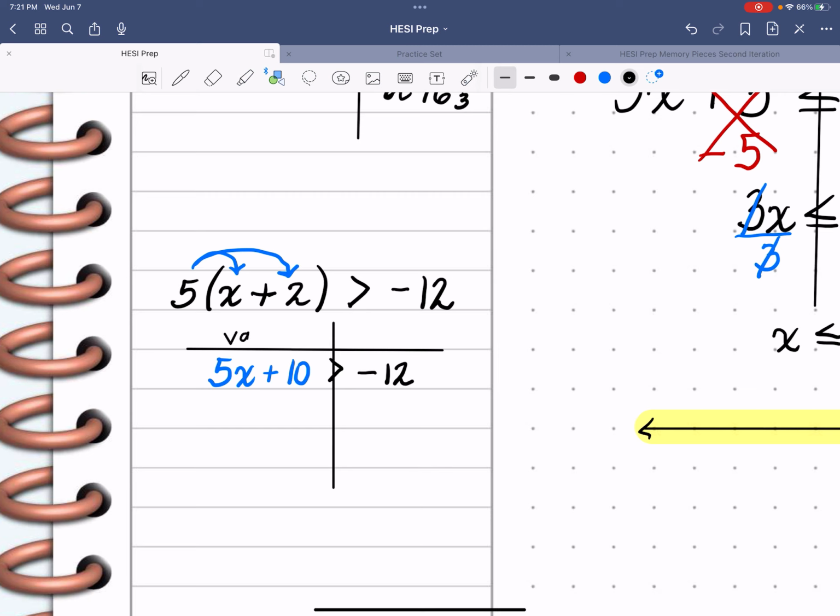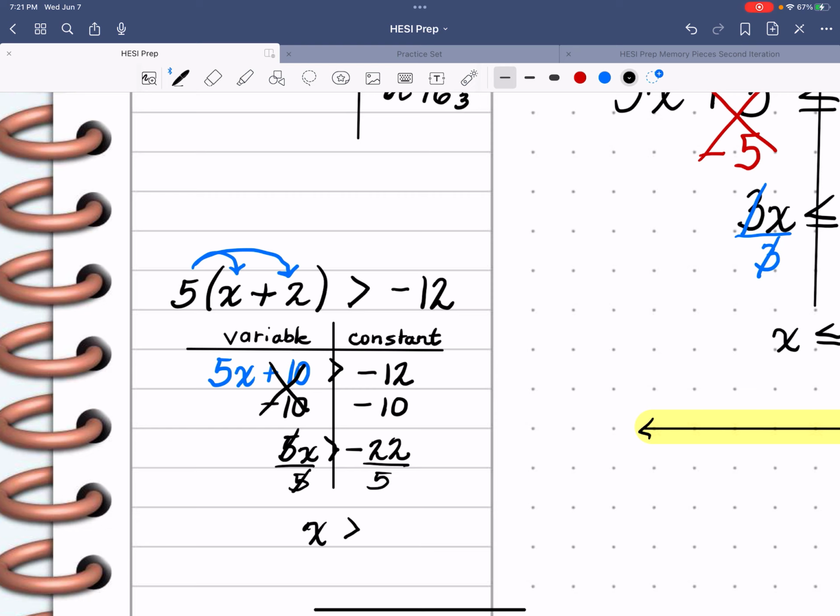So we have variable, and constant. And we're going to move the 10. So we're left with 5x is greater than negative 22. Divide by 5. So you're left with x is greater than negative 22.